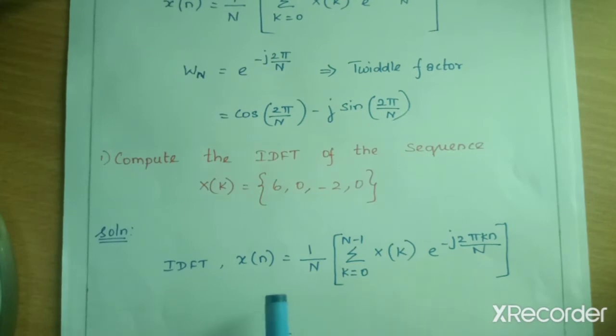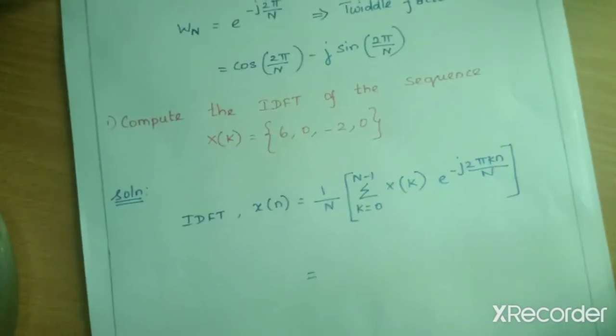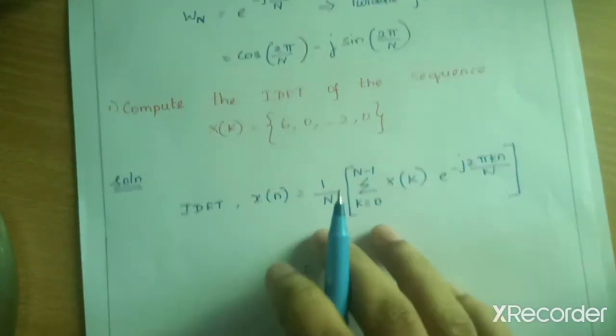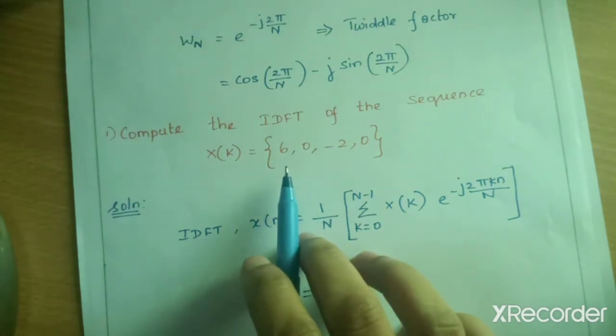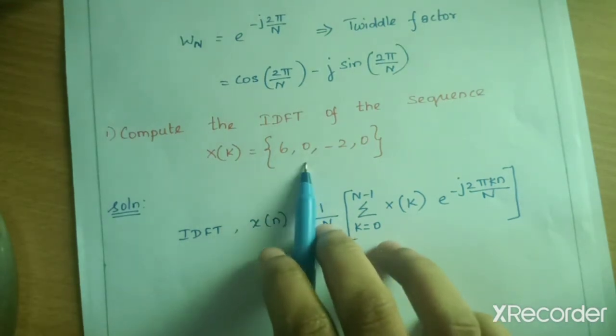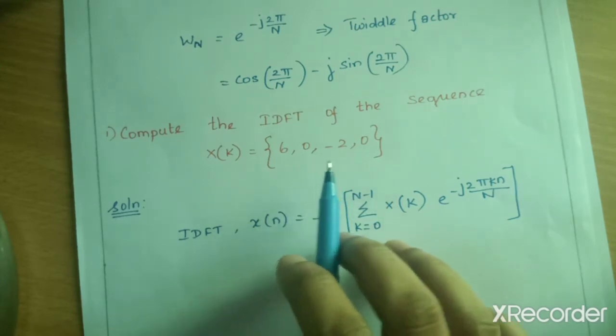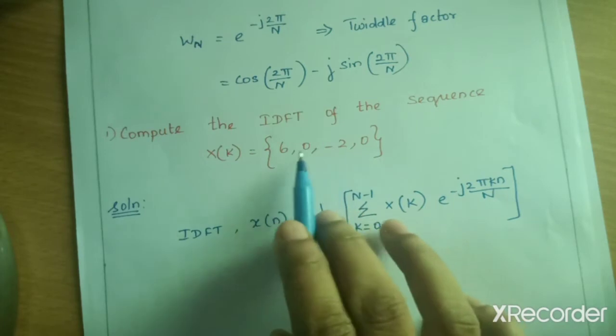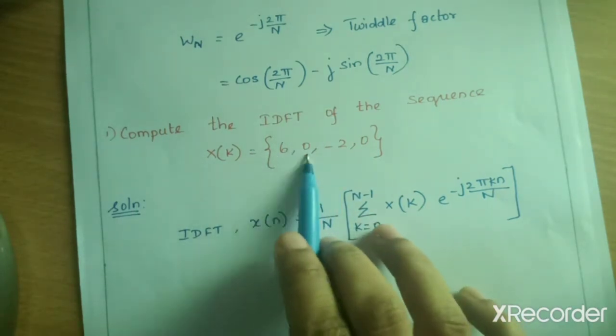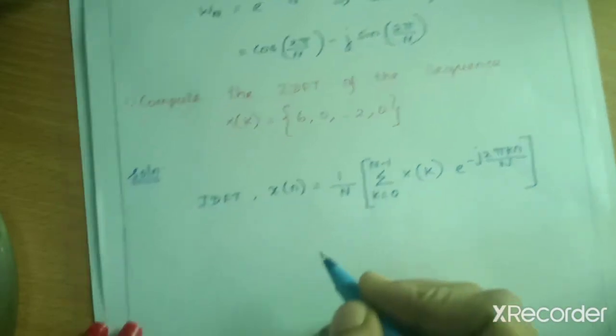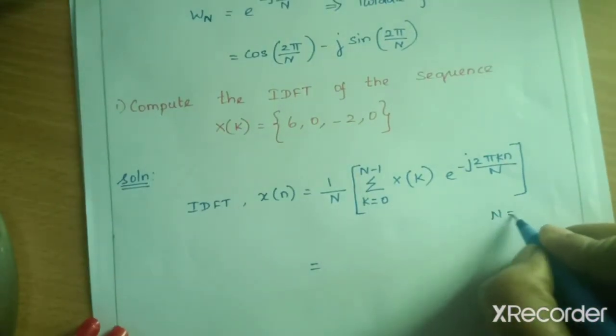So first write the formula of IDFT, that is small x of n is equal to 1 by N summation of k is equal to 0 to N minus 1, x of k e power minus 2 j pi k n divided by N. Next you have to substitute the value of N. Here the value of N will be the length of the samples, that is the total number of samples. Here we have 0, 1, 2, 3. So we have 4 samples. The length of the sample will be 4. So N is equal to 4.